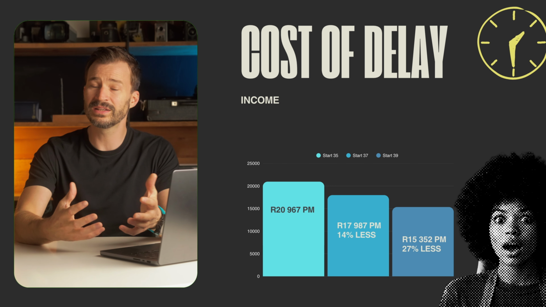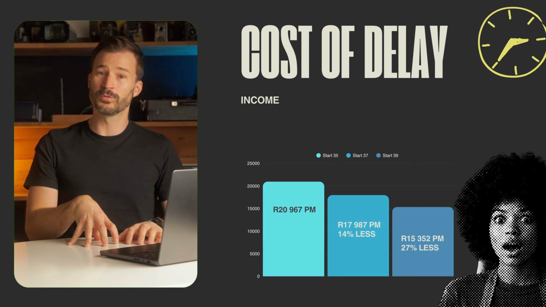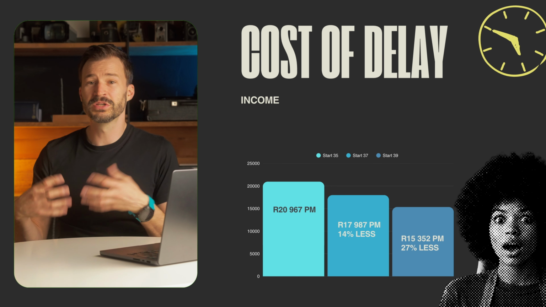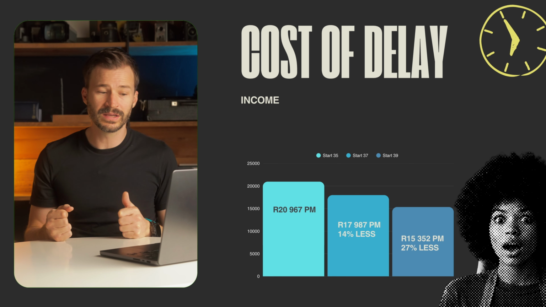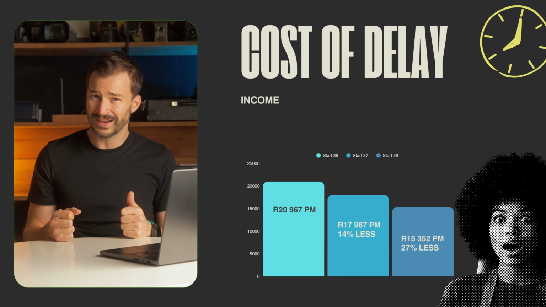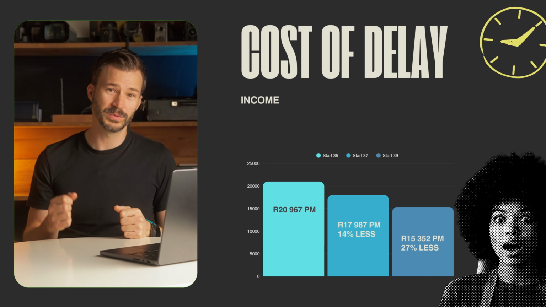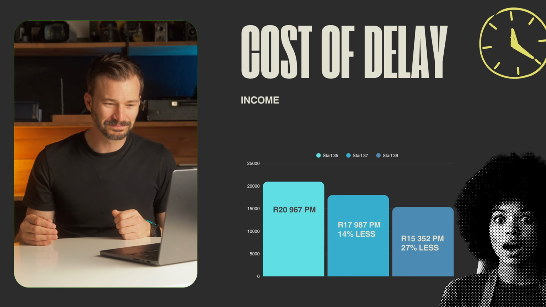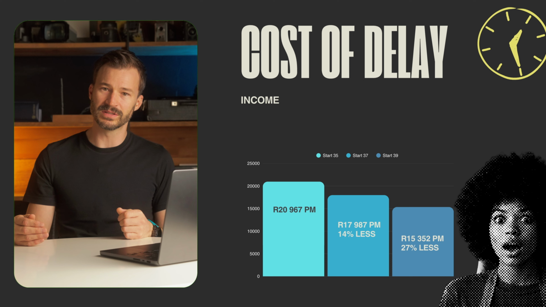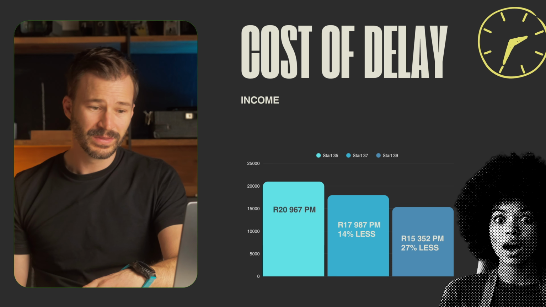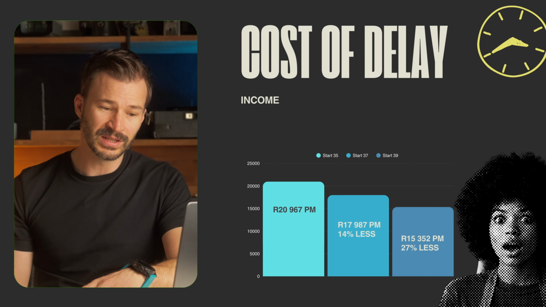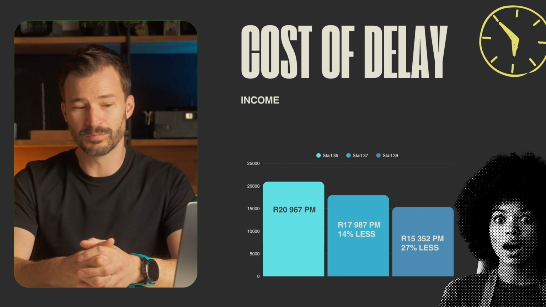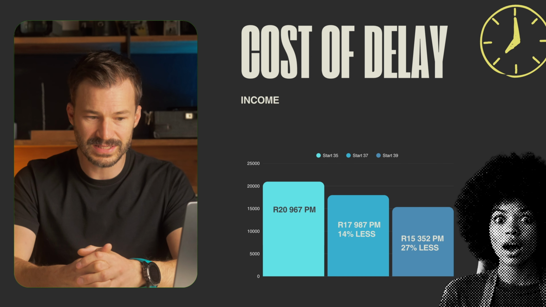Now, put that differently, her current contribution of 4,000 Rand would give her about 21 million Rand at retirement, and she'd be able to earn an income of about 21,000 Rand at retirement. If she delays for 2 years, she'll only be able to earn an income of 17,987 Rand per month. So that's 14% less.